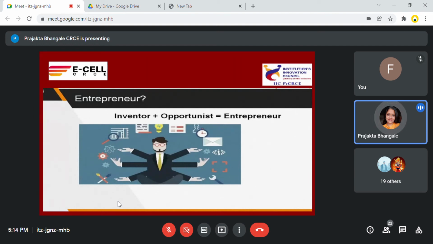Can anyone tell me from this figure what you can understand? There are only two things I have written over here: inventor and opportunist. But in the figure you can see so many things, right? There are so many hands doing multiple kinds of tasks. Which are those tasks? Can you see there are multiple tasks related to documentation?